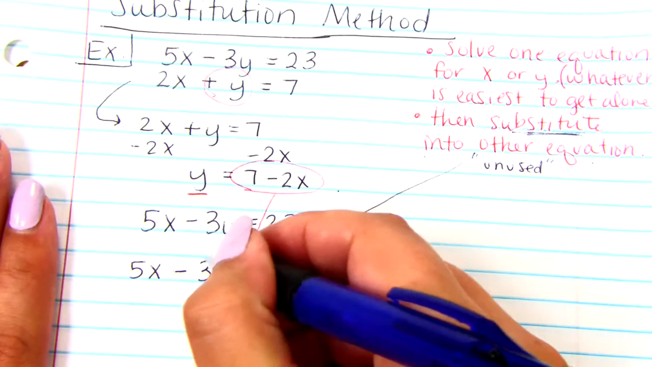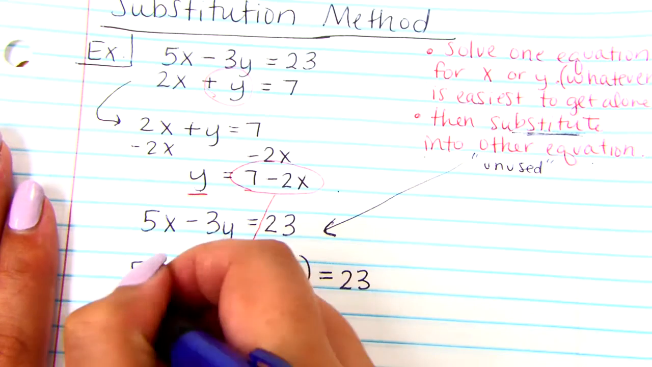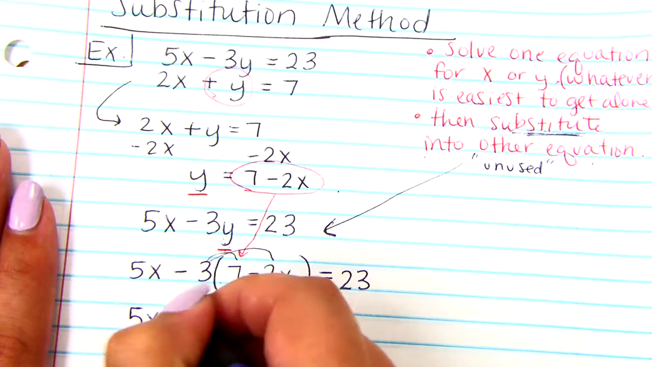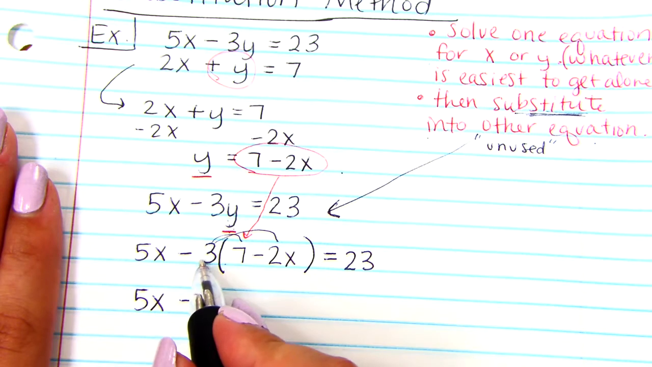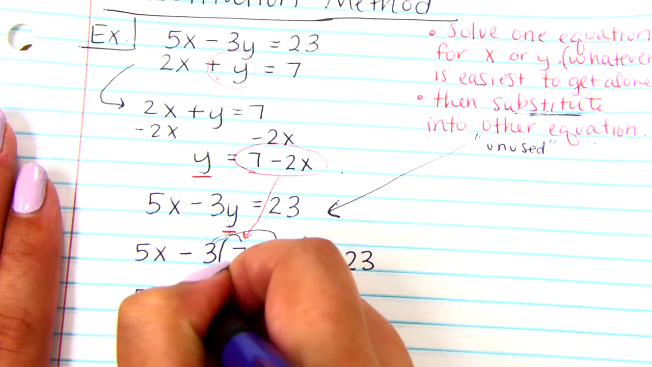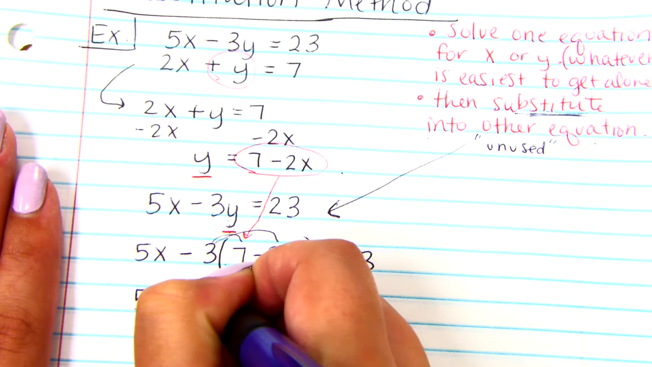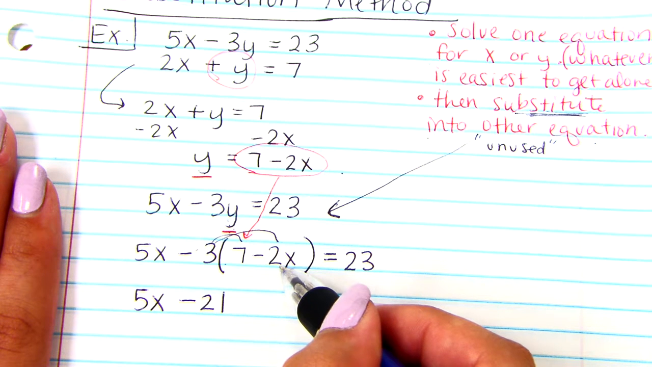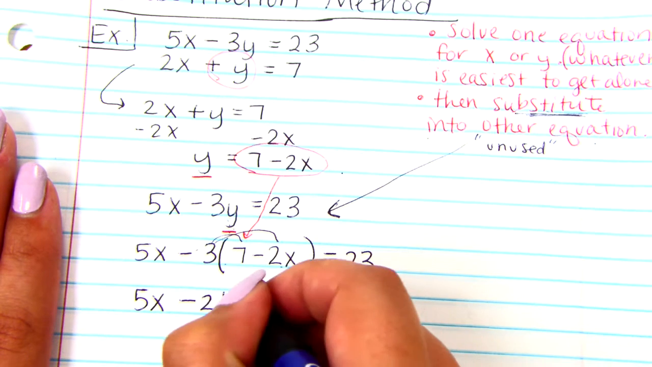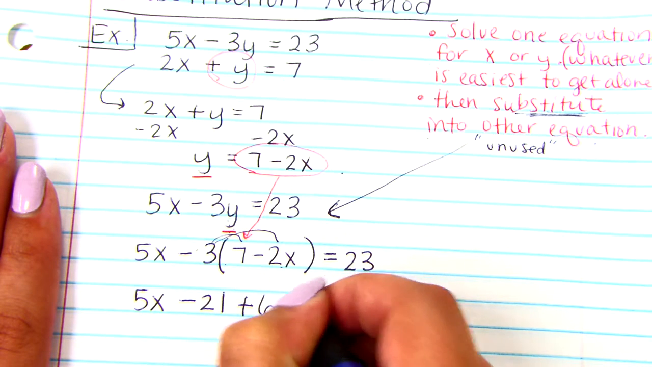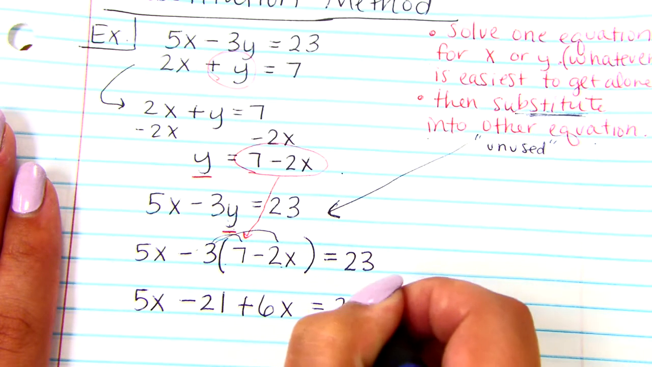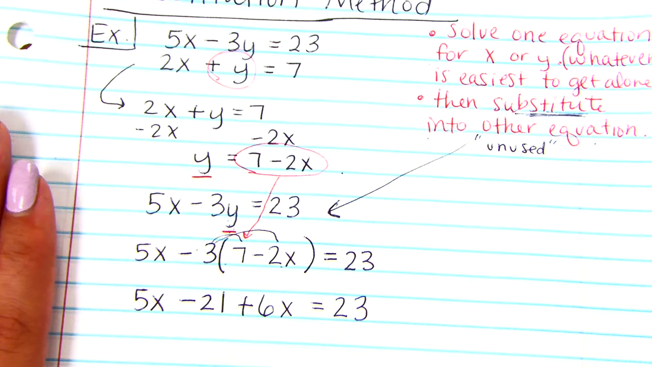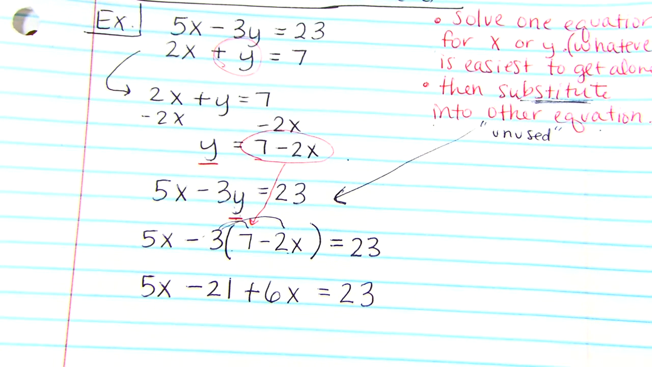So now I'm here in distribute. That's perfect. I'm going to have 5x minus 3 times 7, 21, negative 3 times negative 2x, positive 6x equals 23. Can it be 5x plus 6x? Yes.